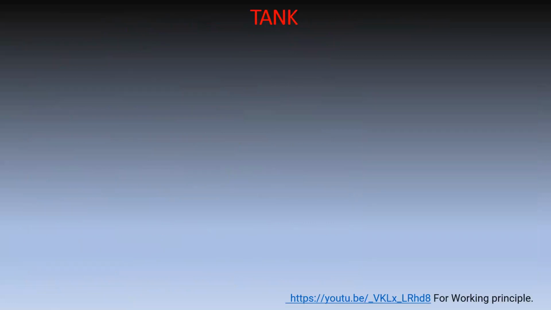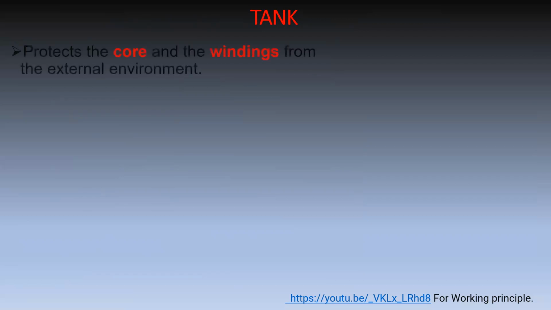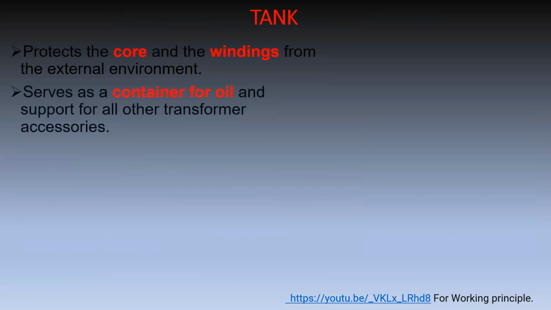Next part is about the tank. So the tank only consists of these internal parts. Internal parts are laminated core, windings, and the insulation. These are present inside the tank. So the tank is a type of a container. Very easily we can say it is a container where oil is present inside. This tank is used to protect the core and the windings from the external environment. And it acts like a container for the oil.